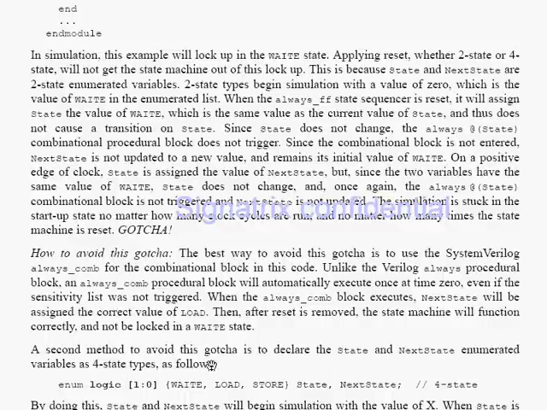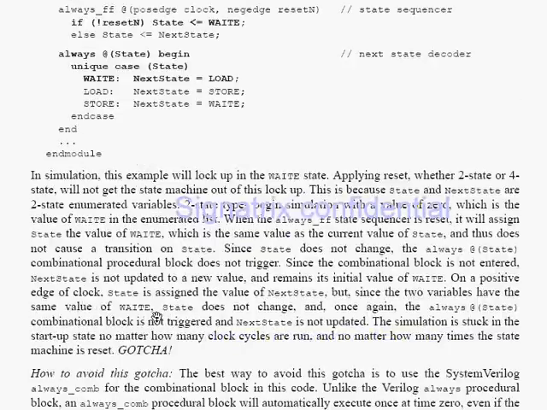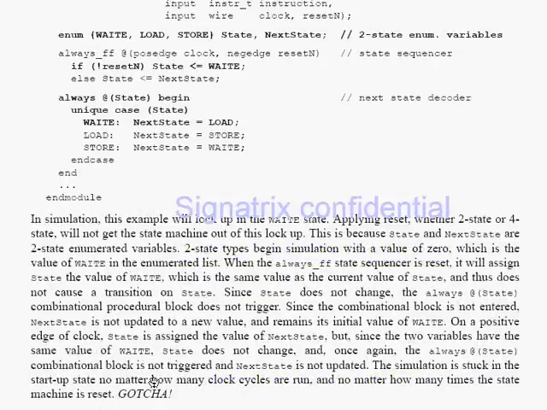A second method to avoid these things is to declare the state and next state enumerated as a 4-state variable type. So they are telling, instead of 2-state, the initial value is x, and when reset it will come to 0. So there is a trigger, an x to 0 transition. This will see that transition and this will execute.